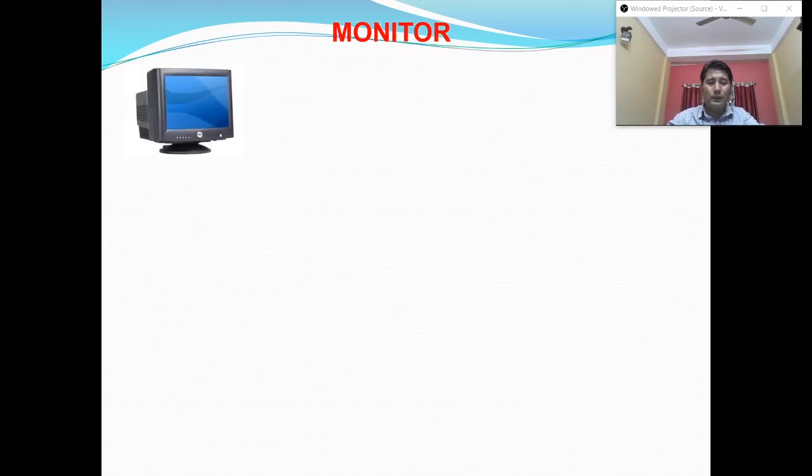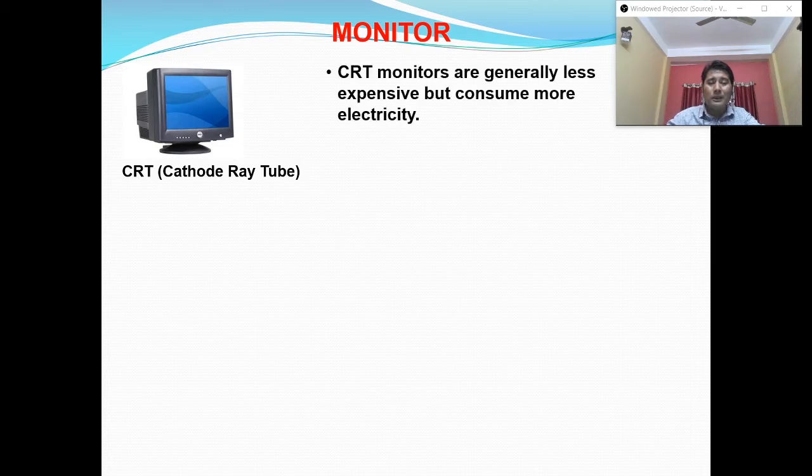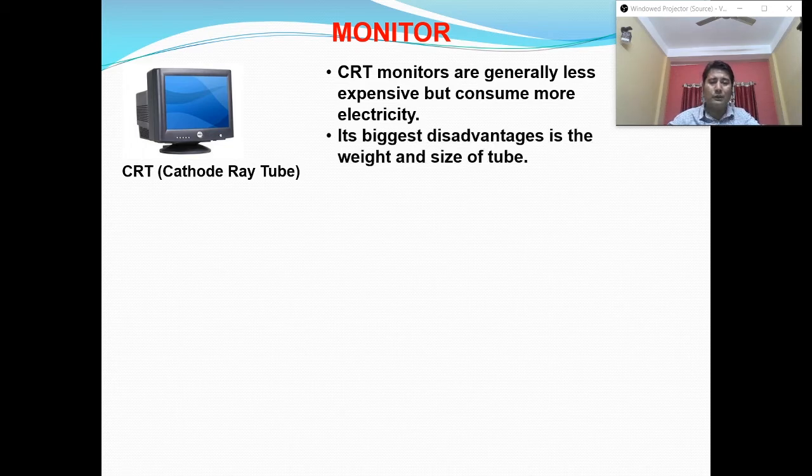Let us discuss all these three types of monitor one by one. First we'll start with the CRT or cathode ray tube. As you can see, it looks like a television set, and these monitors are generally less expensive, but we don't use this monitor nowadays and it consumes more electricity. Its biggest disadvantage is the weight and the size of the tube that is used to display the output.